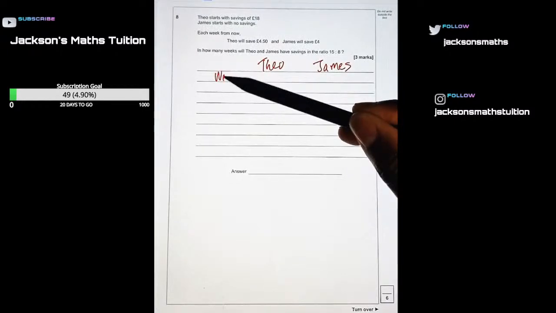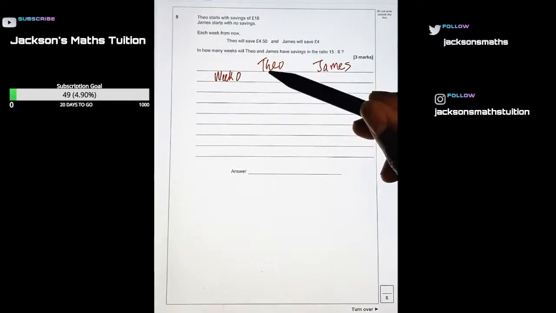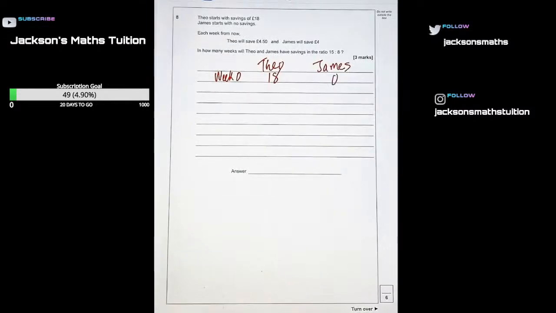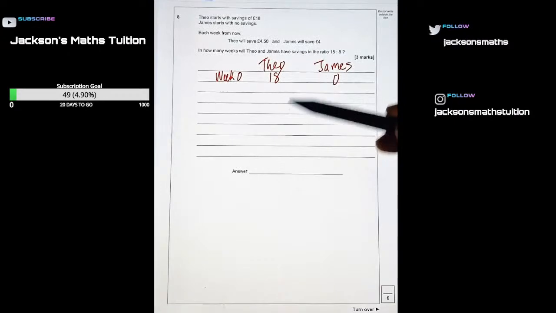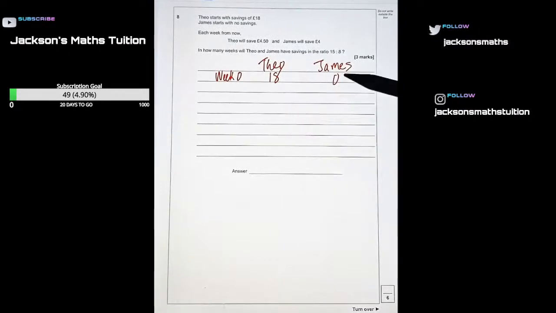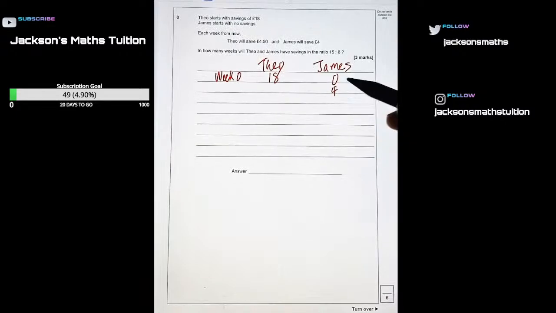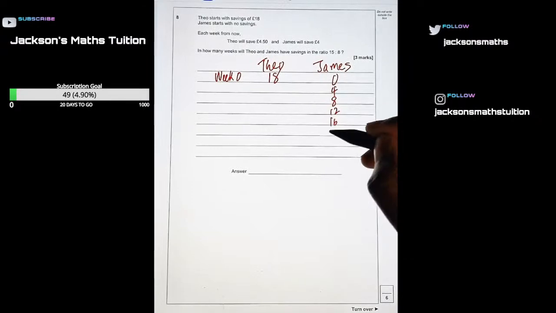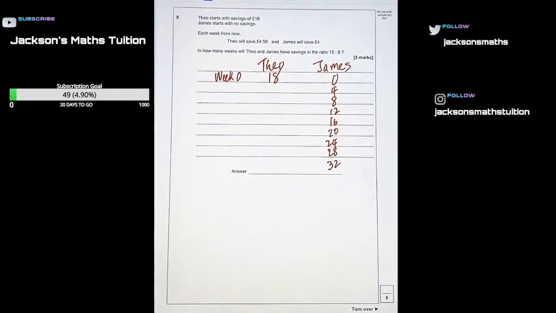Theo started with £18 and James started with none. Now every week Theo is going to save £4.50, so you just keep adding on £4.50 continuously. And for James, he saves £4 each week, so you keep adding 4 each week. So let's write down for James: multiples of 4. So 4, 8, 12, 16, 20, 24, 28, 32. Let's stop here. If we need to fill in others, we do that afterwards.